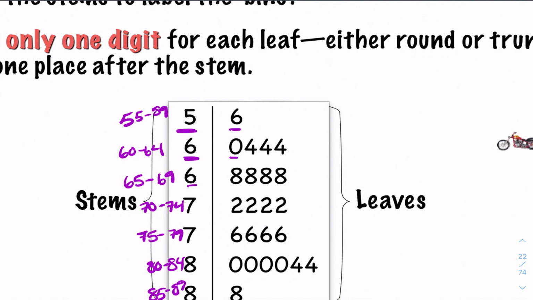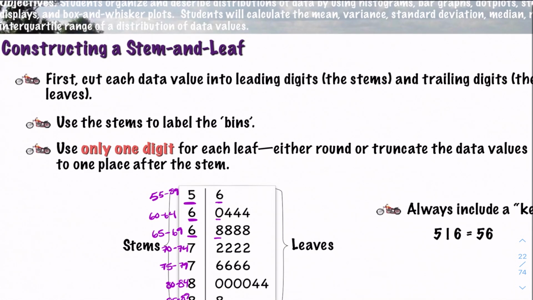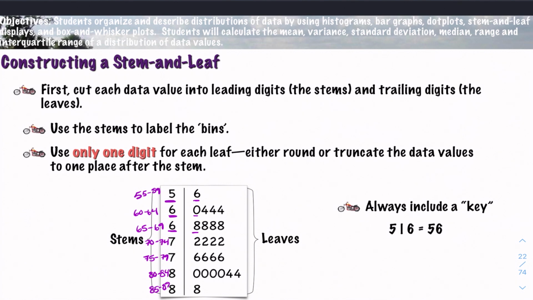We take the tens digit followed by the ones digit, and we see that we have 4 values that are at a pulse of 68, or 4 values that are 72. The thing that people forget, and I want to emphasize this, is that you have to include a key. For every stem and leaf plot that you create, you always include a key. So what does this value mean?